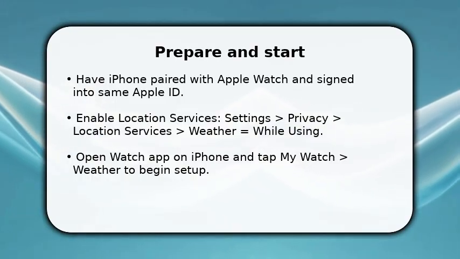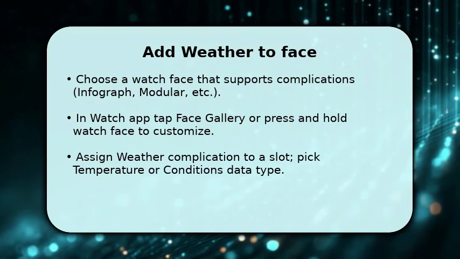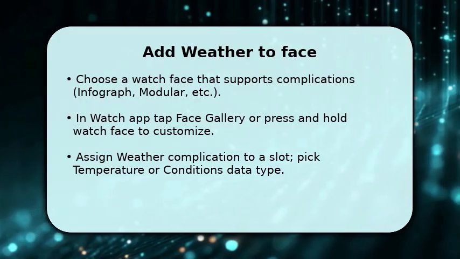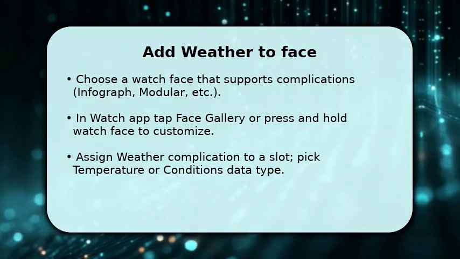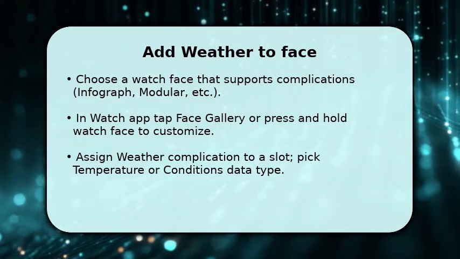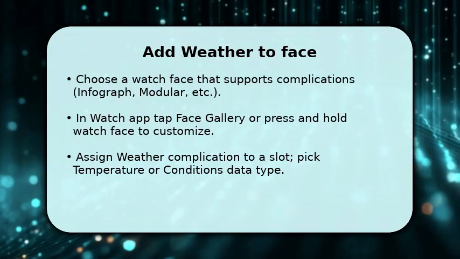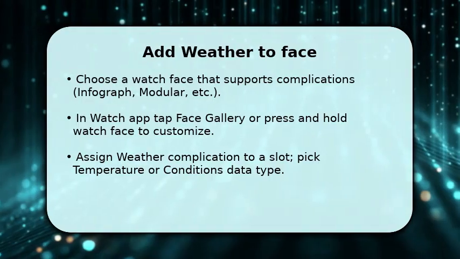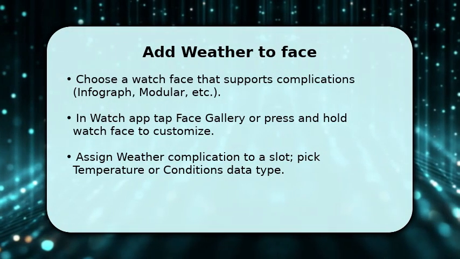You'll now add the weather complication to your chosen face. First, pick a face that supports complications. Infograph and Modular are good choices because they display data clearly. Then either press and hold the watch face on your Apple Watch and tap Customize, or use the face gallery in the iPhone Watch app. Assign the weather complication to a slot and choose the data type, such as current temperature or conditions, so you see the exact info you care about at a glance.